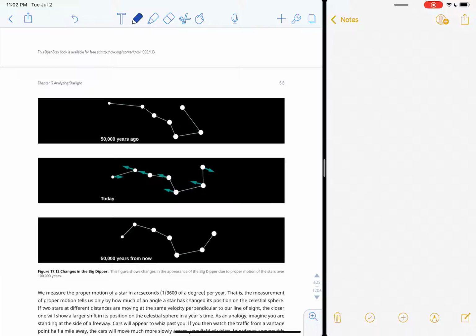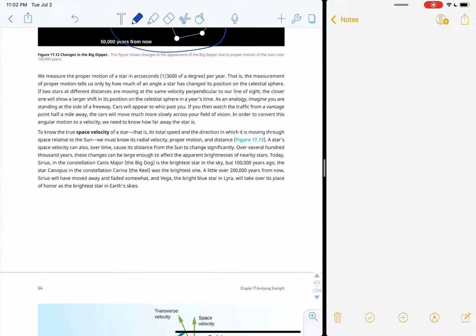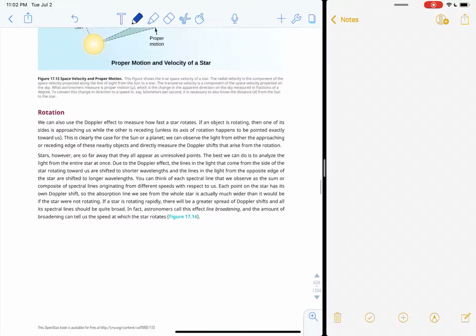Same thing here. This is what the Big Dipper looked like 50,000 years ago. This is what it looks like now. This is what it's going to look like 50,000 years from now. Okay? So that's called the proper motion.